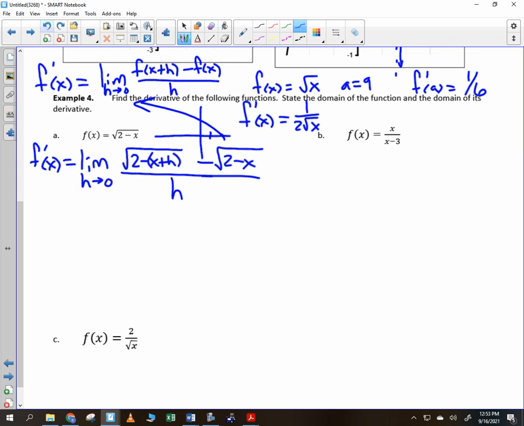Anybody, what would I get if I plugged in 0 for h? I get 0 over 0. Oh, no. So we've got to make sure we open up this h so we can try to get them to cancel. Anybody have thoughts about how I could get rid of these square roots? Conjugate. Yep, let's multiply by the conjugate.